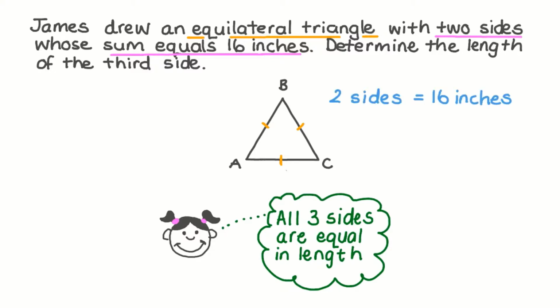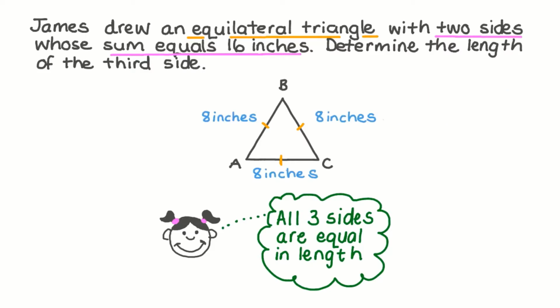If the sum of 2 sides equals 16 inches, and all of the sides are equal in length, to find the length of one side, we need to halve 16 inches. Half of 16 is 8. So each of the 3 sides measures 8 inches in length. We know that all the sides in an equilateral triangle are equal in length. The length of the third side is 8 inches.